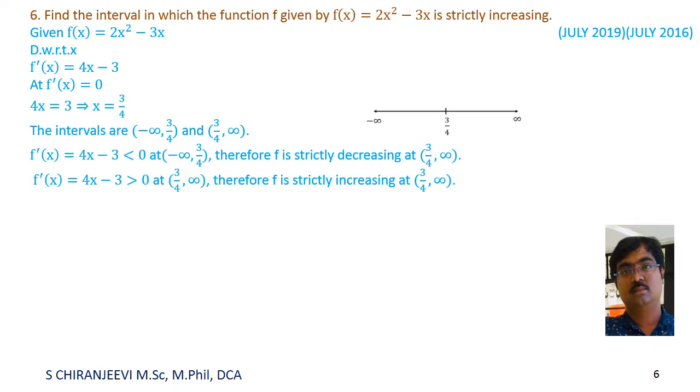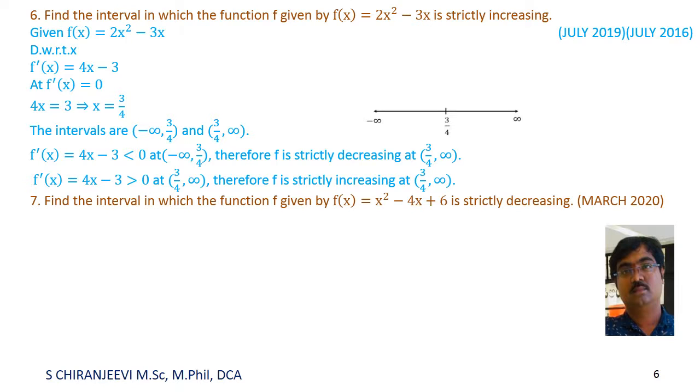So f dash of x equal to 4x minus 3 is greater than 0 in 3 by 4 comma infinity. Therefore f is strictly increasing in 3 by 4 comma infinity. 3 by 4 is 0.75. If we take any greater value, say 1, and substitute, 4 into 1 minus 3 is 1. So 1 is greater than 0.